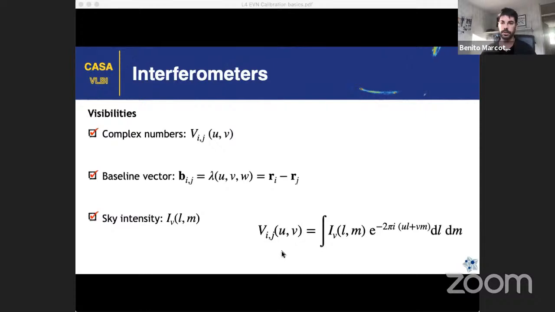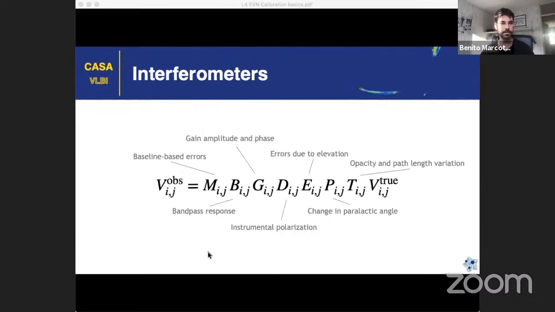But of course, the signal that you are recording from the telescopes is not just the Fourier transform of the real intensity of the sky. Given an intensity function in the sky, you will expect some given visibilities per baseline. However, a lot of effects come into account and affect that data. So the observed visibilities are proportional to what you expect from the sky, but you have a lot of effects that alter that signal.